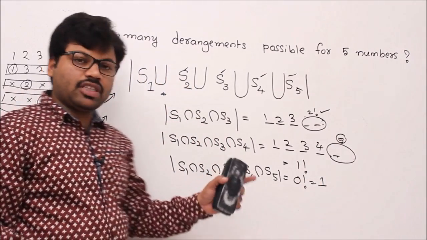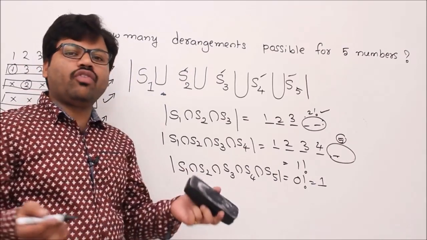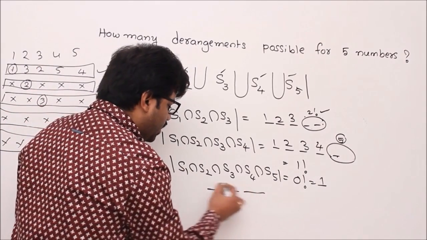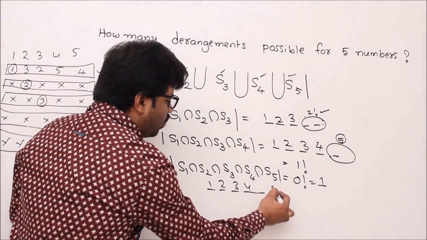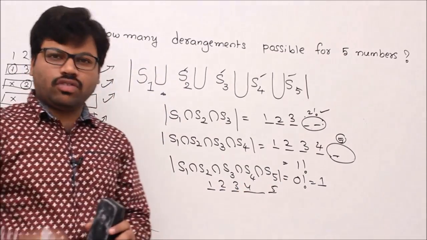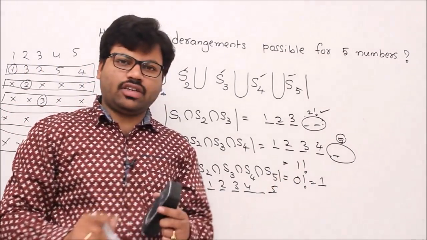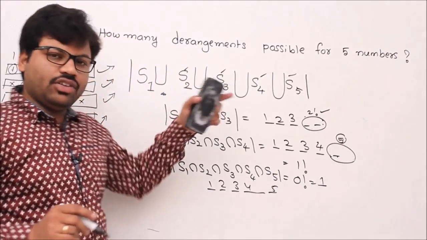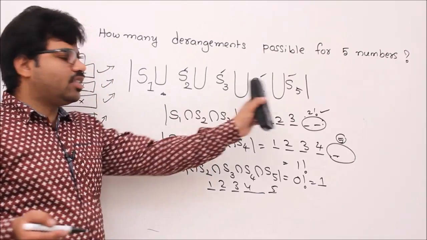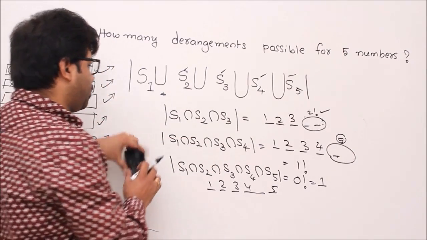How many arrangements are possible where 1, 2, 3, 4, 5 all are in the correct positions? Yes, 1 is possible, right? 1, 2, 3, 4, 5. So only 1. That is 0 factorial. Okay. So using these values, we can simplify this formula. Let's do that.